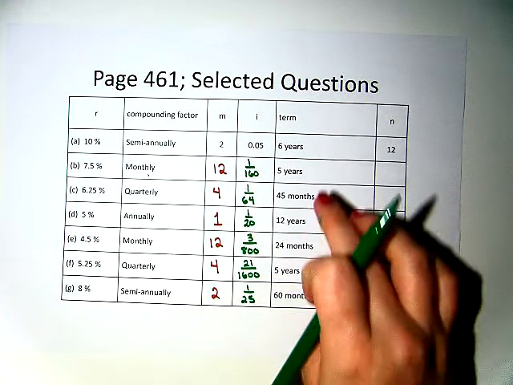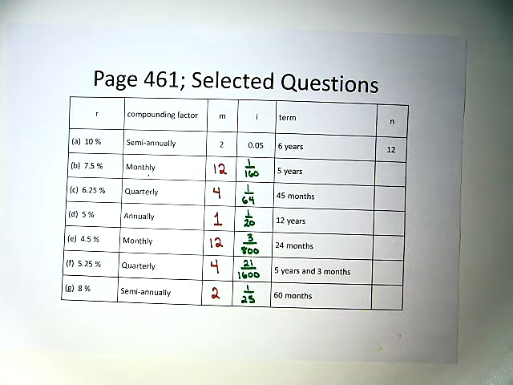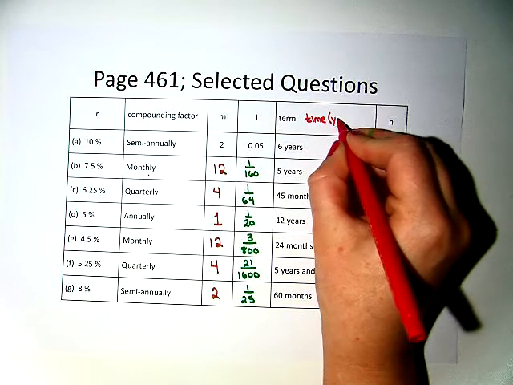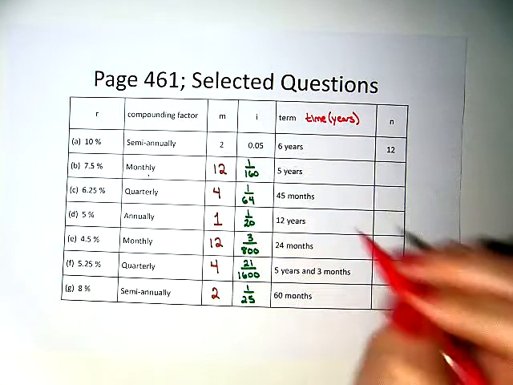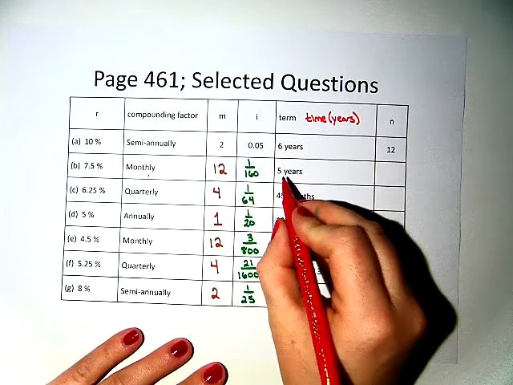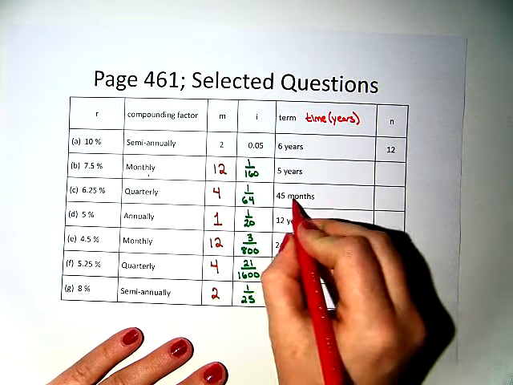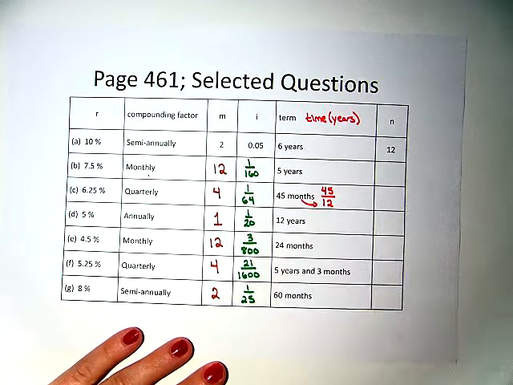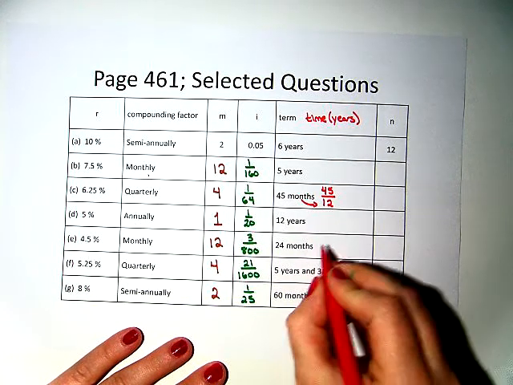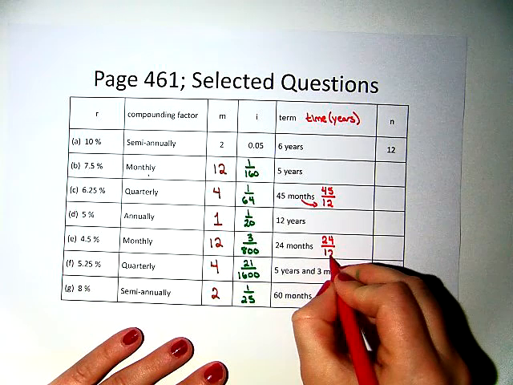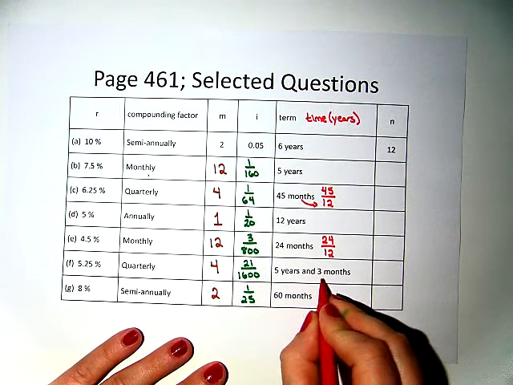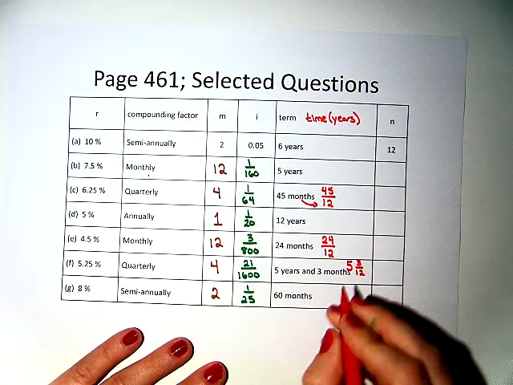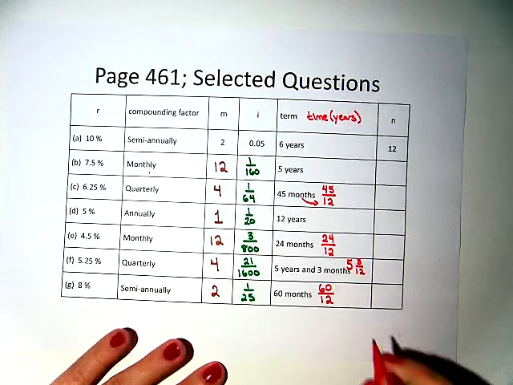Now our N is our time in years, multiplied by our M. So this is our time, but remember we need to make it into years. So 6 years we don't have to do anything. 5 years we don't have to do anything. But 45 months in the calculator we would put 45 divided by 12 because of the months. 12 years, don't do anything. 24 months, 24 divided by 12. Now 5 years and 3 months we would just put as 5 and 3 over 12. And 60 months we put as 60 over 12.